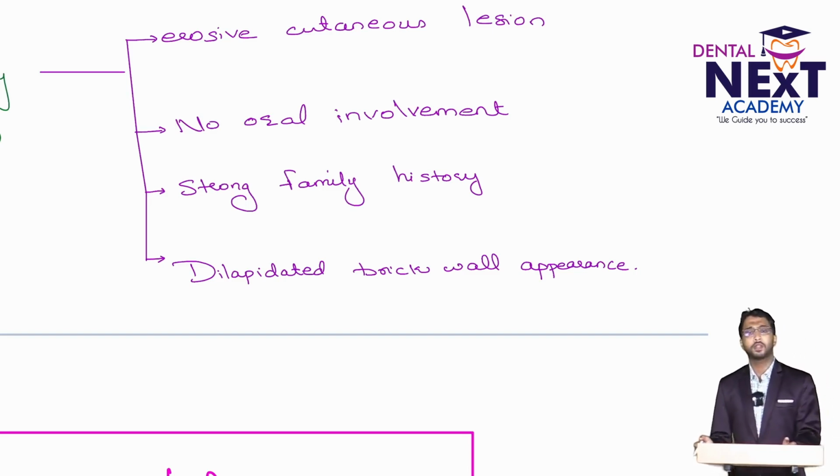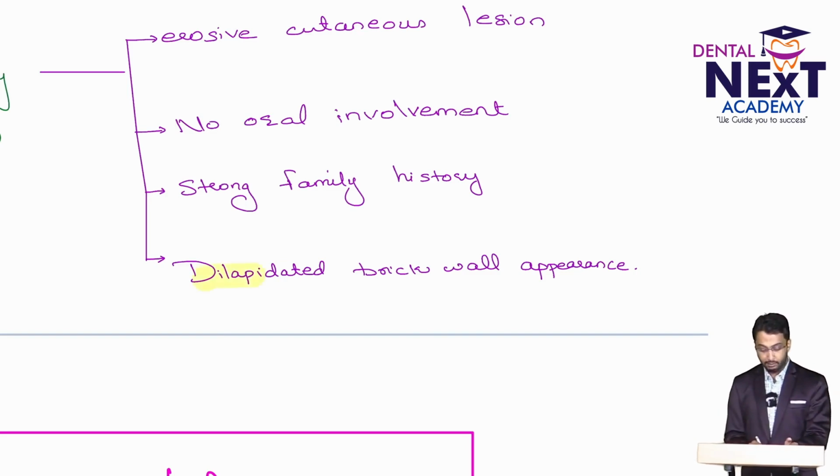Now, histopathologically, very typical, dilapidated brick wall appearance. That is bricks arranged in a pattern. You don't need to go into the histopathology, just know the name. They can ask you dilapidated brick wall appearance.